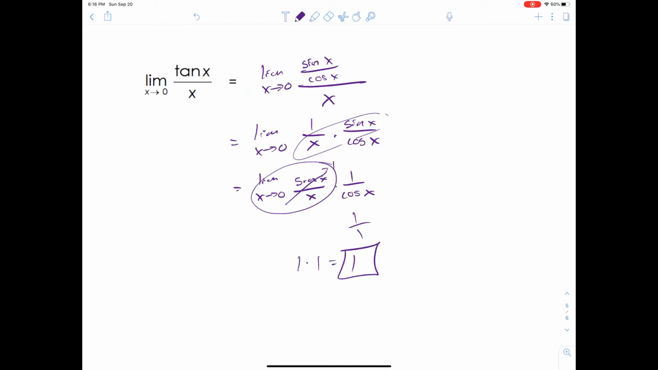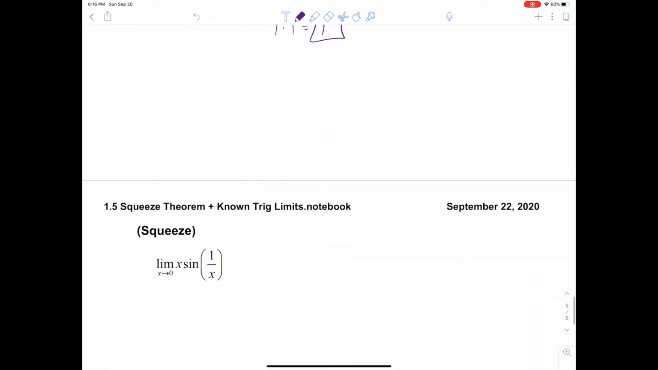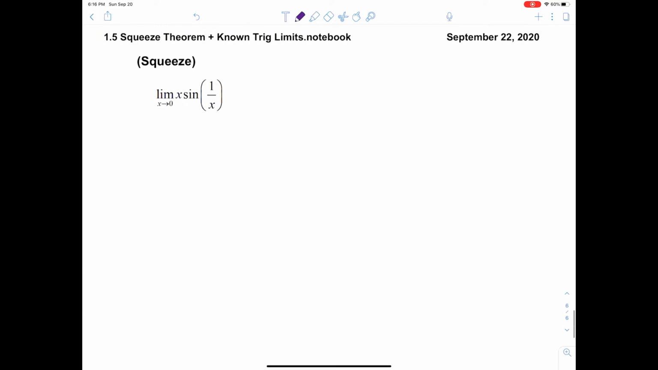Okay. All right, next one. I'm going to show you how to do a squeeze theorem problem from scratch. Take a moment, copy this one down. Here's how you do a squeeze theorem problem. You start by writing down an inequality of known information.